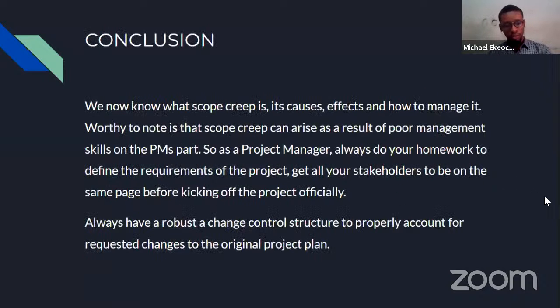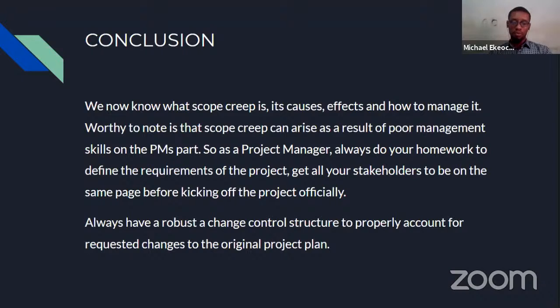So, in conclusion, we now know what scope creep is, what the causes are, the effects, and how to manage it. It is worth noting that scope creep can arise as a result of poor management skills on the project manager's part. So as a project manager, you always have to do your homework to determine the requirements of the project, get all the stakeholders on the same page before kicking off the project officially. And lastly, always have a robust change control structure to properly account for requested changes to the original project plan.